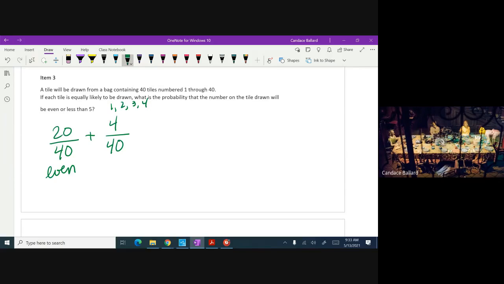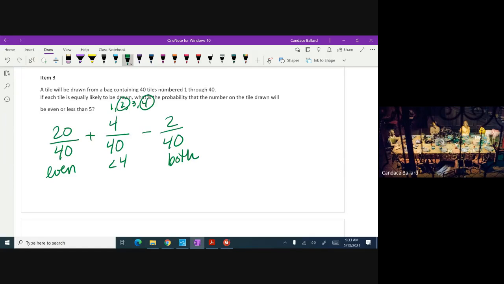So the problem is that we've counted some of them twice, right? Didn't we count the 2 and the 4 in the evens? So we've got to get rid of those 2. So minus 2 out of 40, so that way we don't have any overlap. So this was the less than 5, and this is the ones that are both.